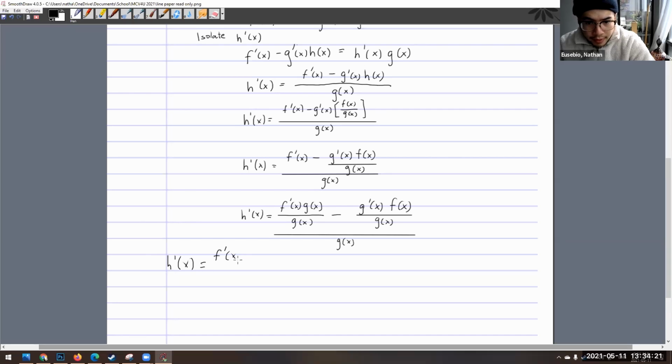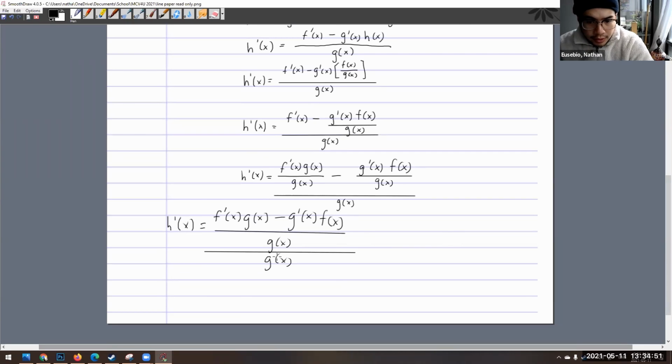F prime of x, g of x minus g prime of x, f of x over g of x, over g of x. If you recall with the triple fraction thing going on here, it's basically this divided by that. So if I'm dividing this entire piece by g of x, I'm actually multiplying by 1 over g of x. So my final formula will be f prime of x, g of x minus g prime of x, f of x all over g of x squared.